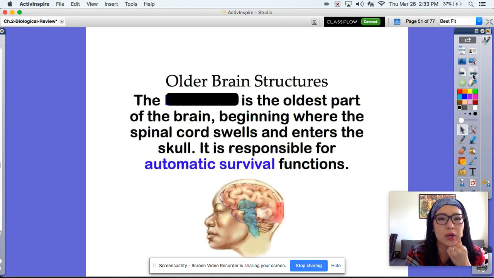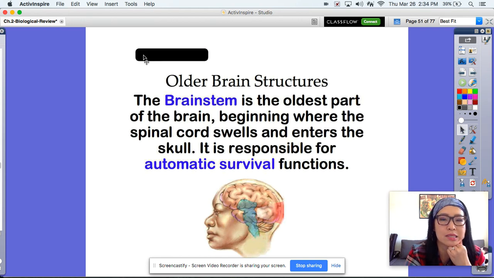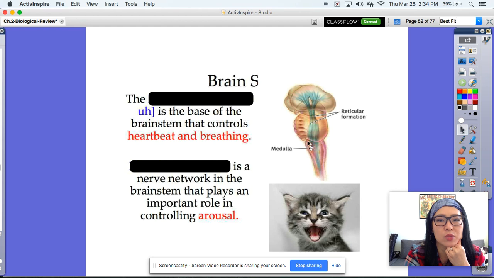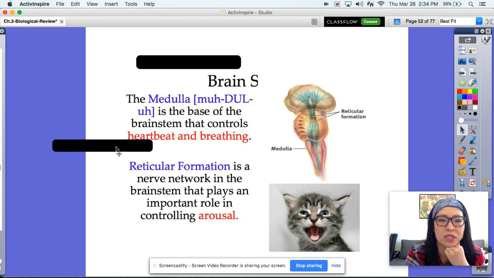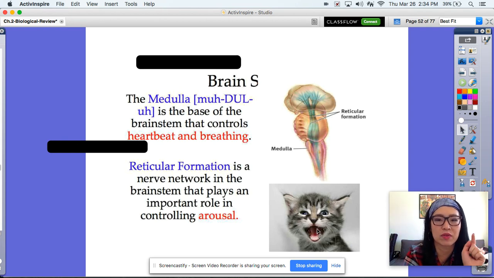Okay, then the oldest part of our brain structure, which deals with automatic survival functions, is going to be the brain stem. Within the brain stem, we have different parts. The first part is right here. It deals with heartbeat and breathing, which is the medulla. Then we have this part right here that deals with arousal, which is the reticular formation. In the book, it talked about this cat where if I was to go in and stimulate this part of the cat, their reticular formation, then they would get really aroused. But if you do the opposite, if you were to lesion out and remove this part of the brain, then the cat would fall into a coma. So the reticular formation deals with arousal.